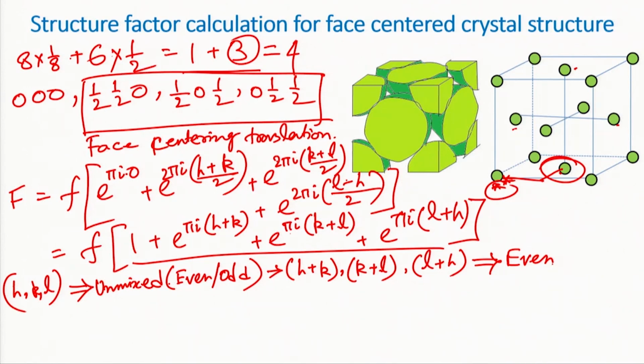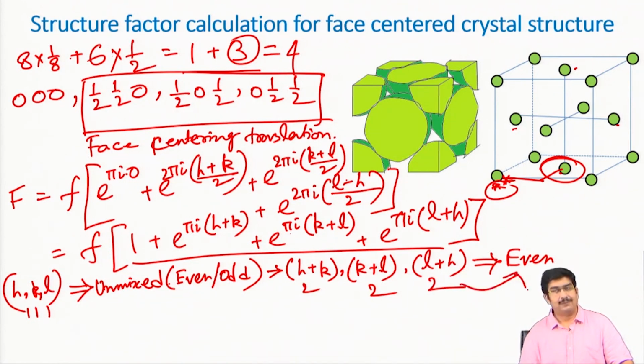Okay? If H plus K plus L is unmixed, that means either all odd or all even, then all of them will turn out to be even. And how is it done? Let us take a quick example: H, K, L all odd, 1, 1, 1. Fine, all of them are odd. Then H plus K will be 2, K plus L will be 2, L plus H will be 2, and all of them will be even, right.